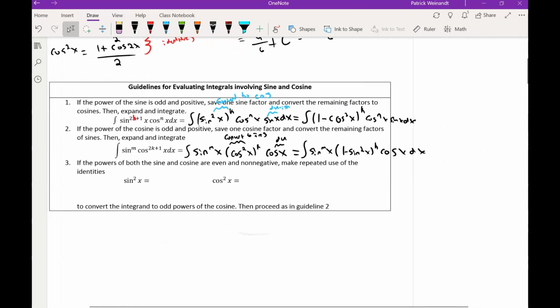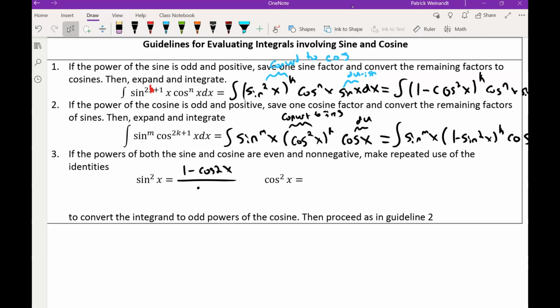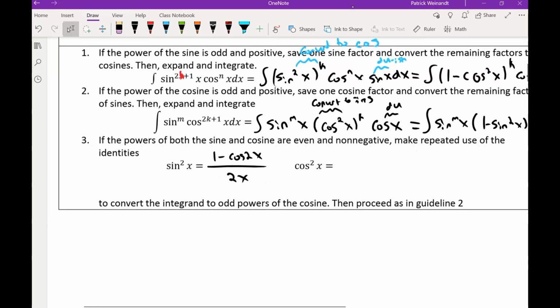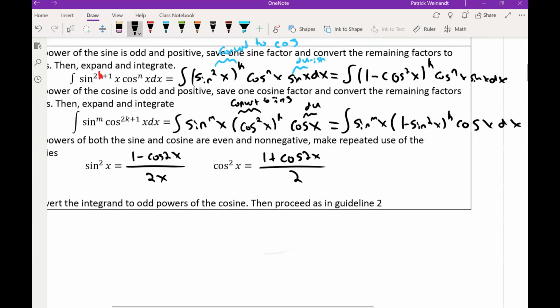Now, the third guideline, however, if the powers of both sine and cosine are even, or we're just basically saying if we don't have an odd positive exponent for either sine or cosine, we have to make repeated use of these identities, an application of the half angle identity. Sine squared of x is going to equal 1 minus cosine of 2x over 2. And cosine squared of x is going to be 1 plus cosine of 2x over 2.